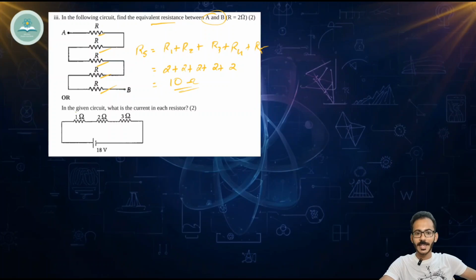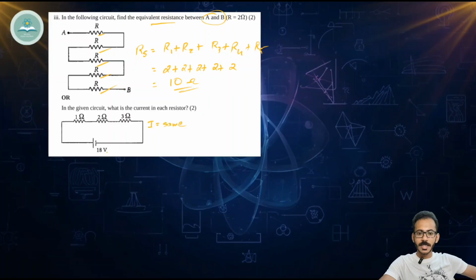Now in the second one, in the given circuit, what is the current in each resistor? In parallel connection, voltage is same, current is different. In series connection, current is same, voltage is different. Here, this is a series connection. Since it is series connection, here the current will be same.